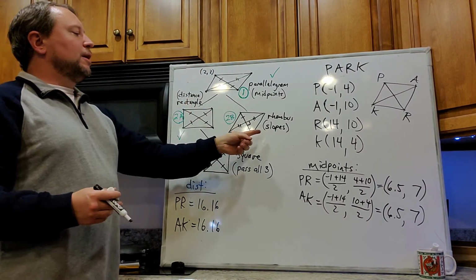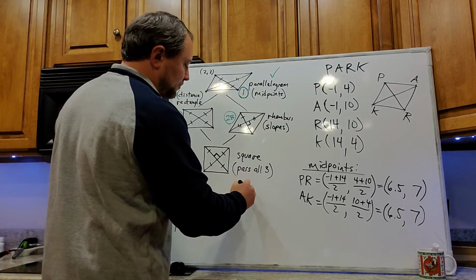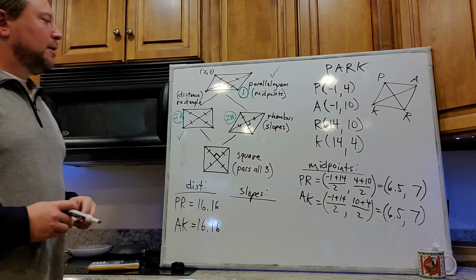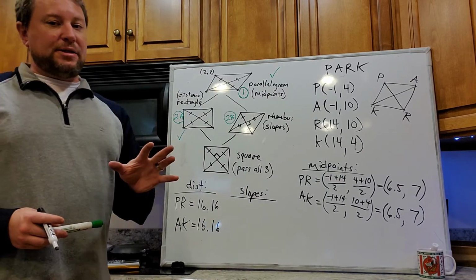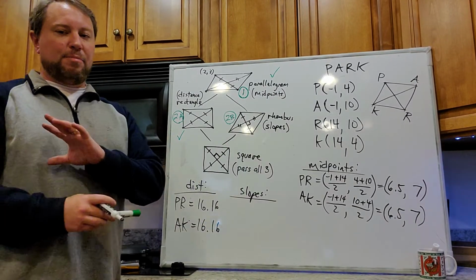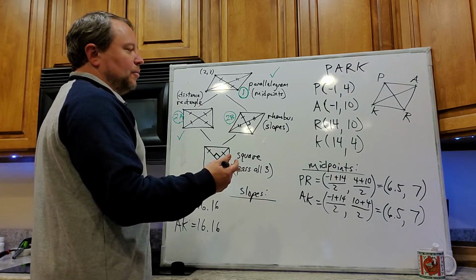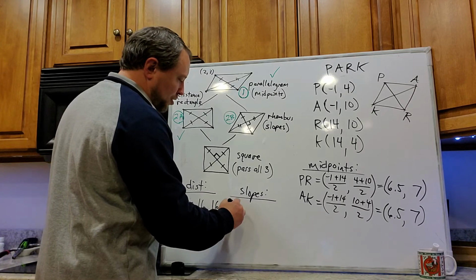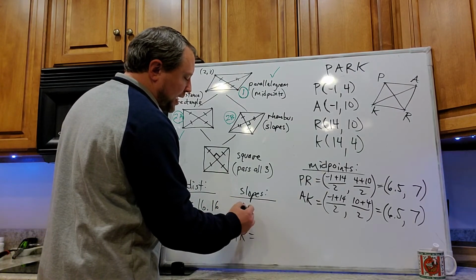Okay, so now we're going to go ahead and do our last test, the slopes. And I need my slopes to be perpendicular, so I don't want matching slopes. I want to remember complete opposites. Okay, I want one to be positive, one to be negative, and I need them to be the reciprocal of one another. So I'm going to check the slopes of our diagonals.